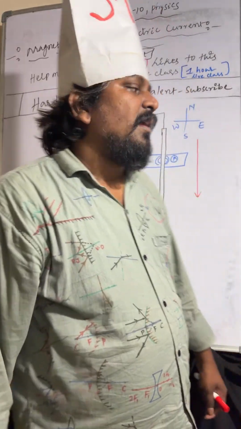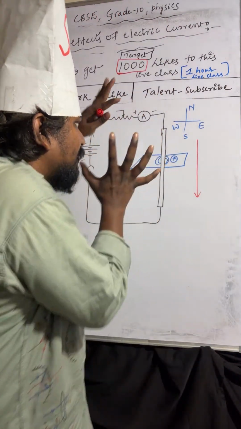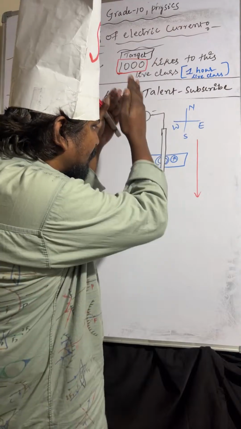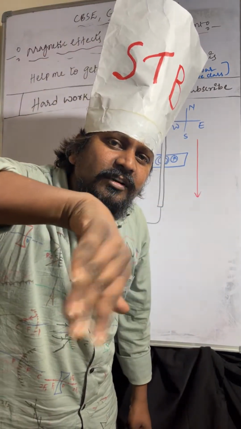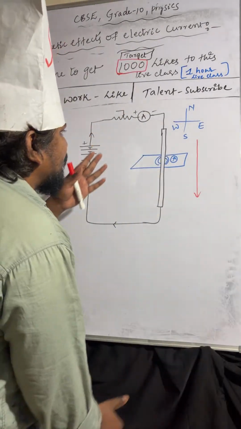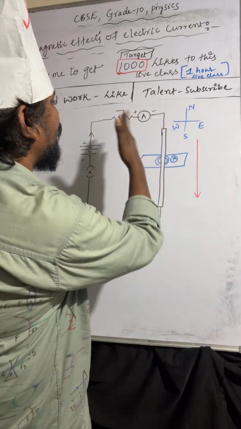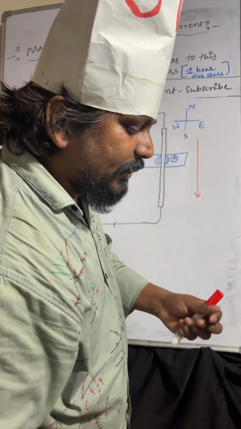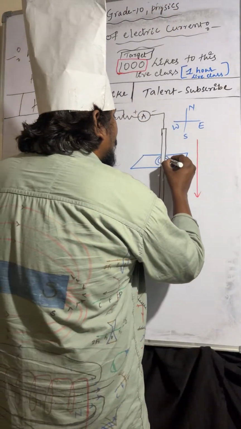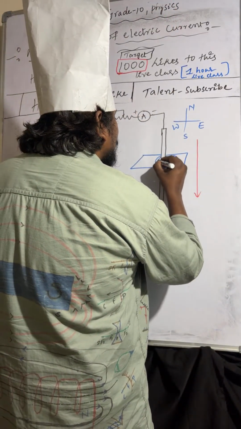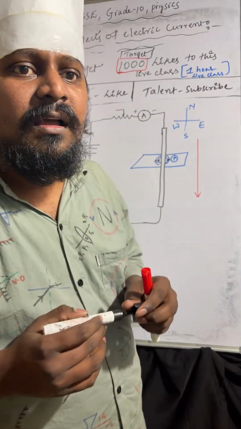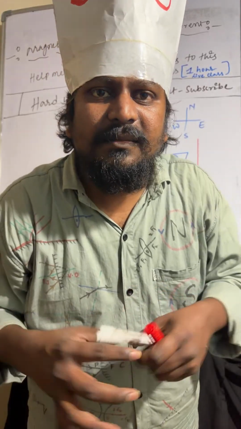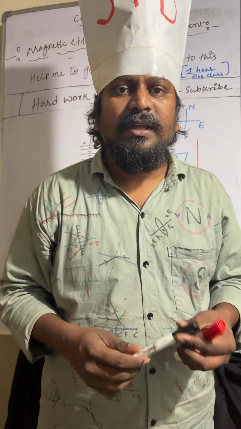Keep in mind. So next one. Here you can observe this is the conductor. If the current is passing from north to south, the magnetic field will be like this. If the current is passing south to north, the magnetic field will be in the other direction. You can observe this is the magnetic field direction. Near to the conductor, magnetic field is more.